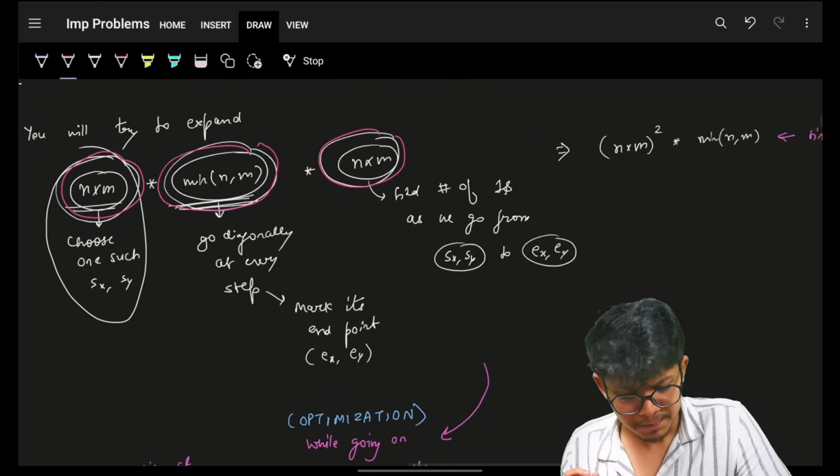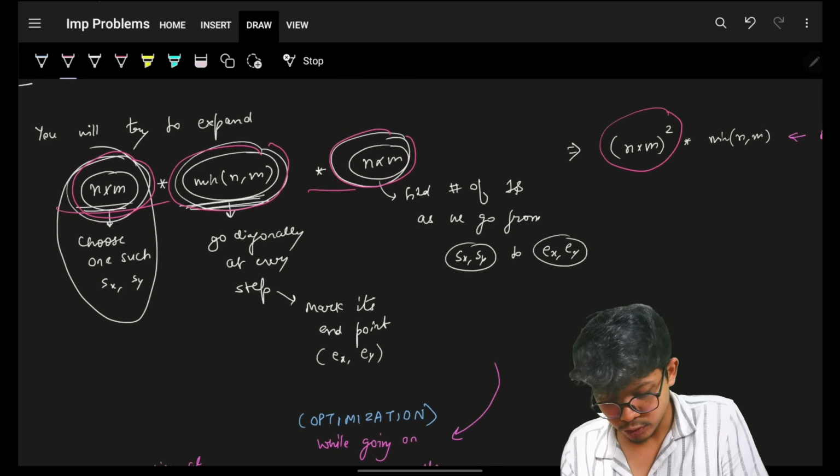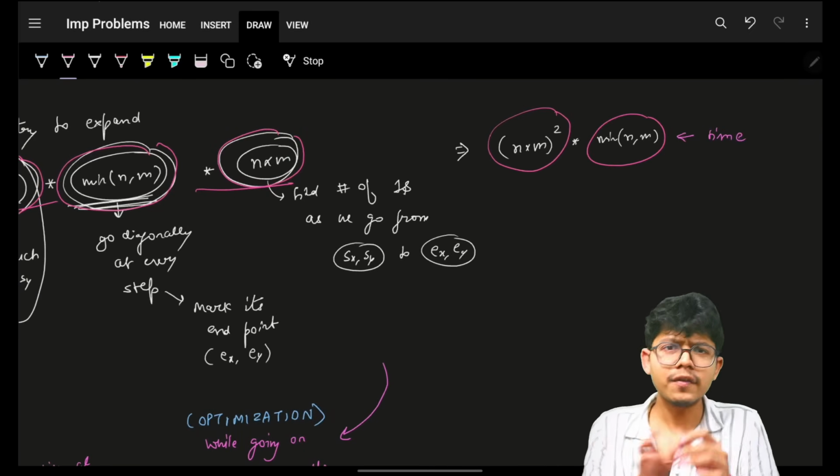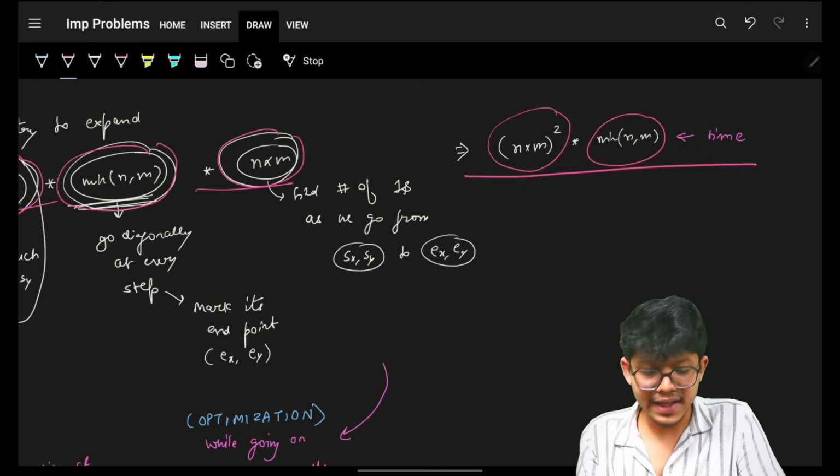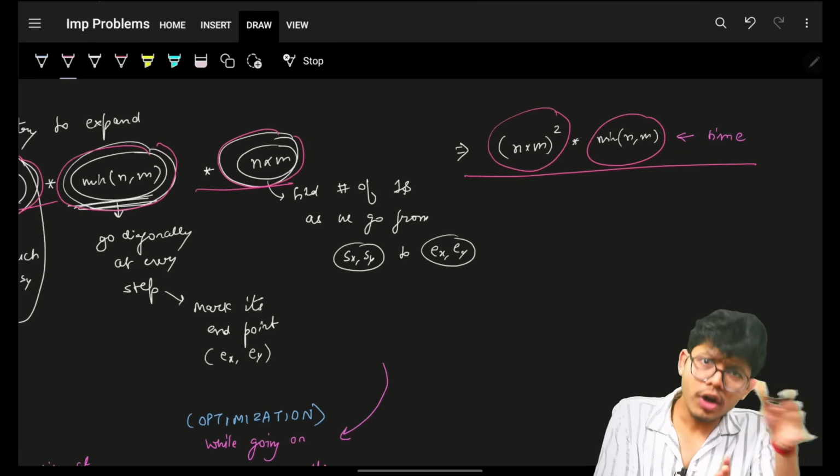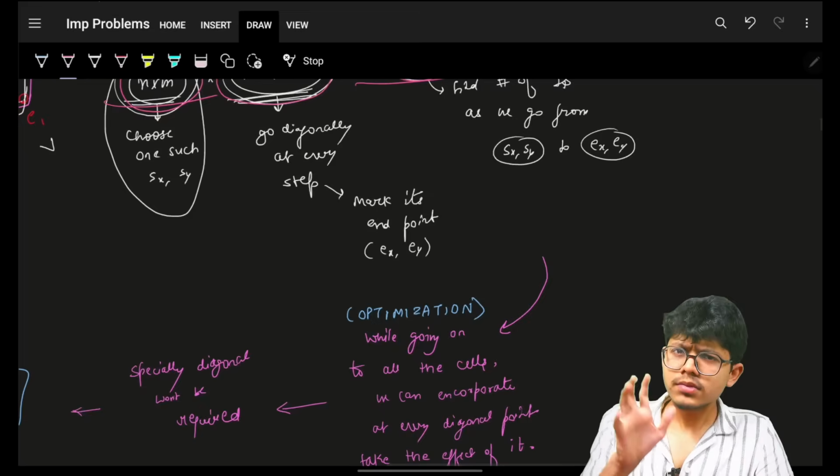So you realize it is n into m whole square, and the side is the minimum of n or m. So it will be roughly n into m whole square multiplied by n or m, you can say. Can you improvise it? Yeah, for sure we can improvise it.